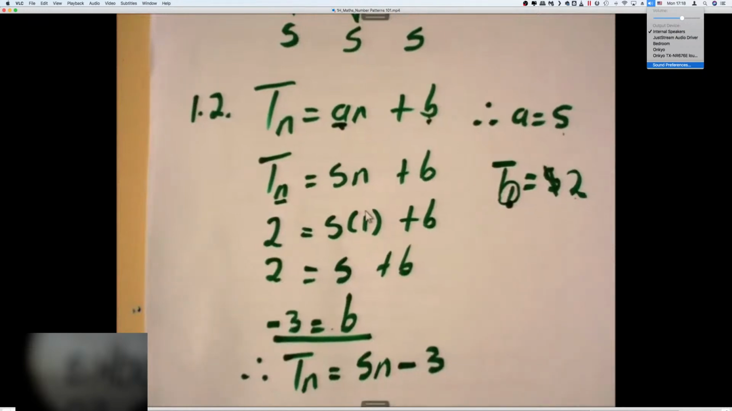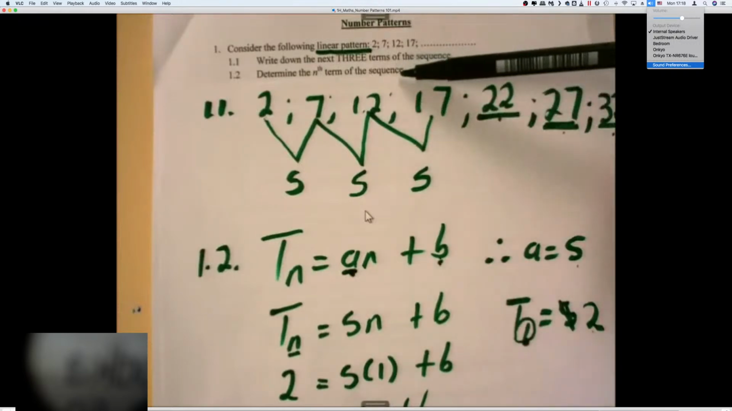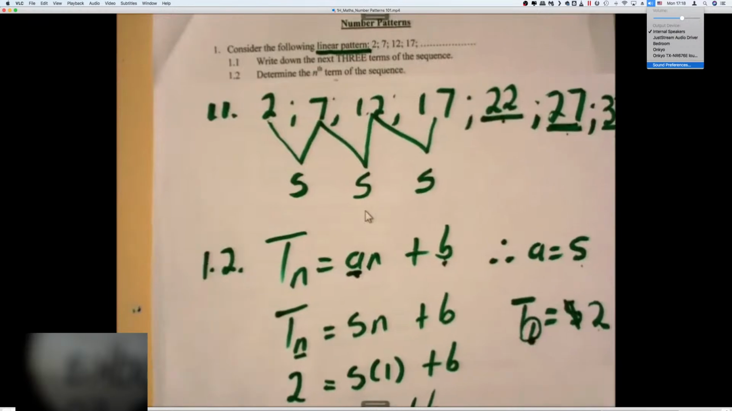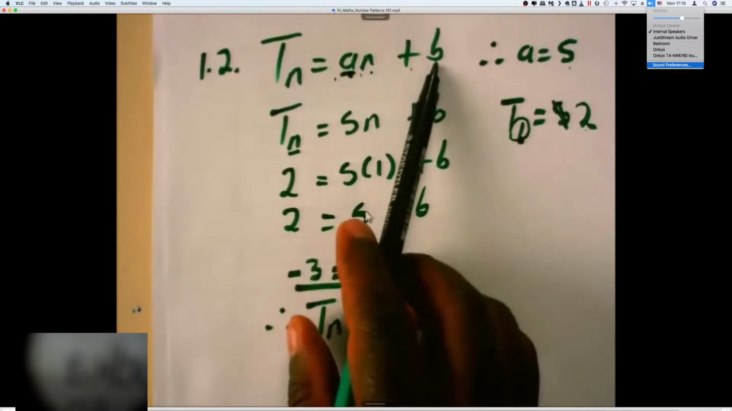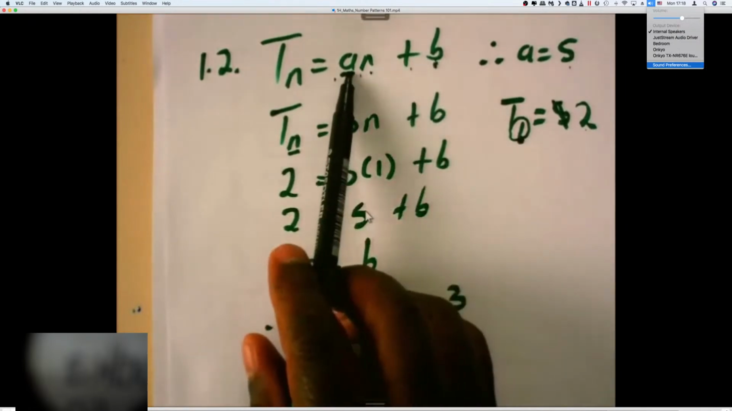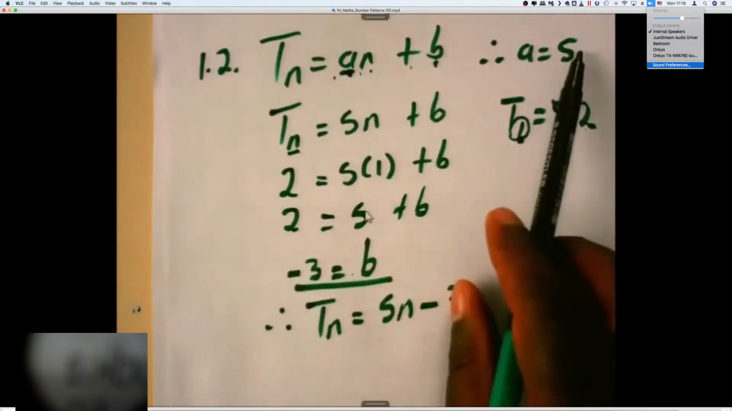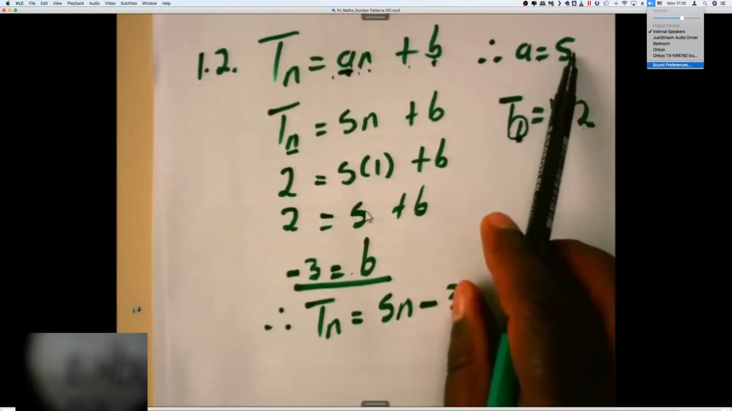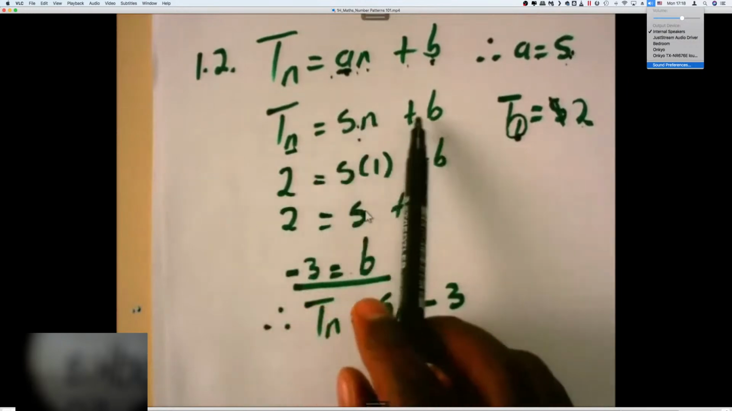I hope it's clear. If you remember the question properly, the question states 1.2, determine the nth term of the sequence. So the nth term of the sequence is given by tn is equal to an plus b. And this a represents the common difference. So the first difference, which is common in this case, was 5. As a result, a is equal to 5. You substitute a by 5, you've got tn is equal to 5n plus b.